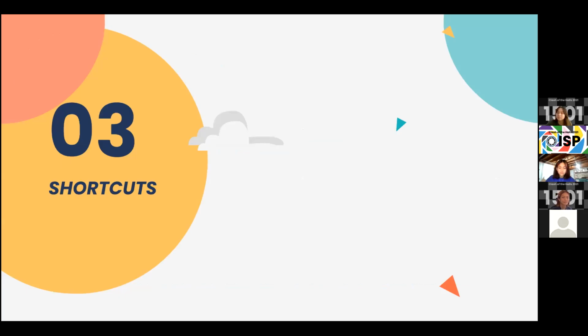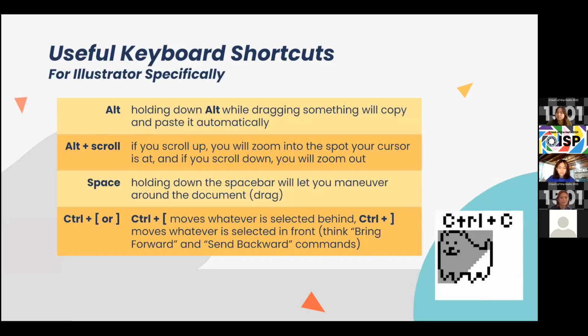And so here are a few shortcuts that you might need to know for Illustrator. Holding down the Alt key when dragging something will copy and paste it automatically. Using Alt and scroll will allow you to zoom into whatever spot your cursor is hovering over. Scrolling down will zoom out. Holding down space will allow you to maneuver around the document, like drag it around.